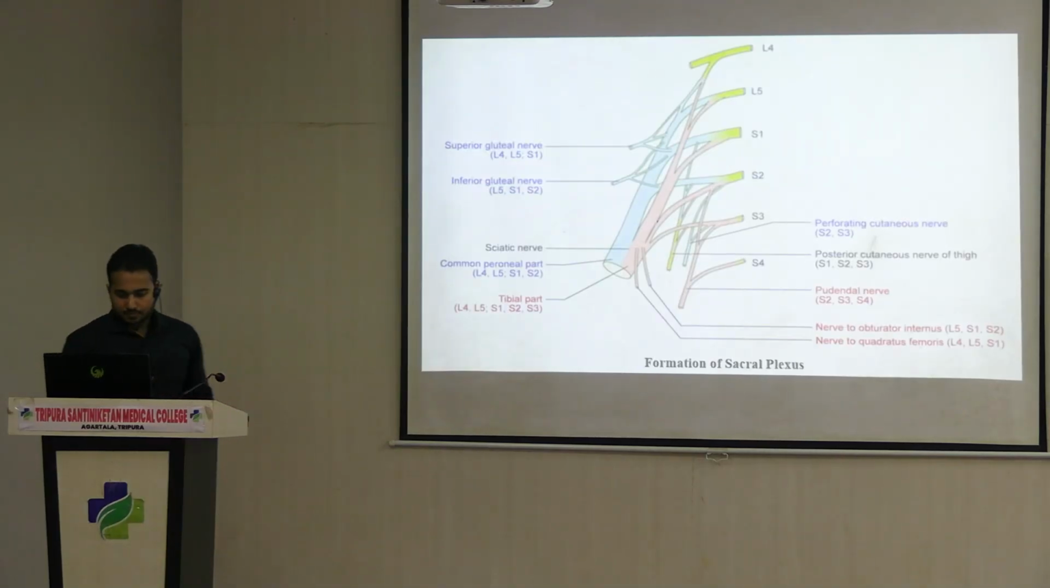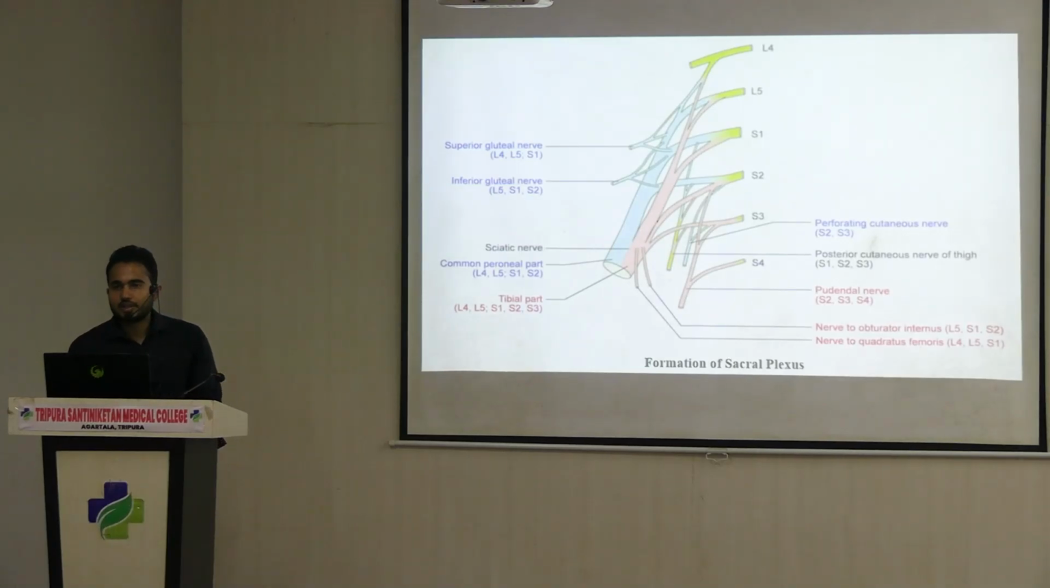Now here is the diagram. In this diagram you can see the sacral plexus. Okay, so how is it formed? You can see part of L4, then entire L5, S1, S2, S3, and part of S4 together forming the sacral plexus. Okay, and along with that, here you can see the branches of the sacral plexus also.